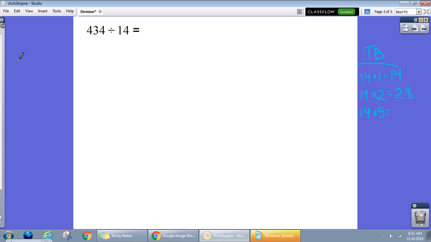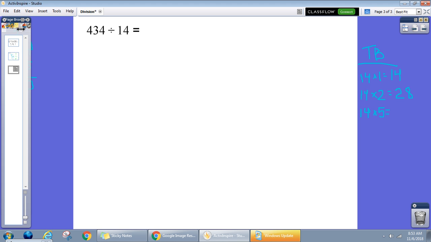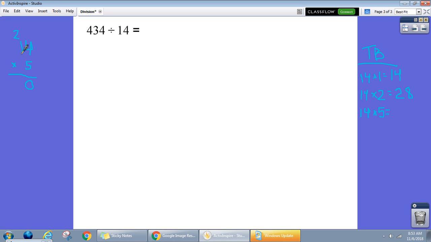I don't know 14 times 5 off the top of my head, so I'm going to go over here to the side and do a little multiplication work. Not too hard because it's just by one digit. 4 times 5 is 20. 1 times 5 is 5, plus 2 is 7. So 70. Okay, so 14 times 5 is 70. And then 14 times 10 is 140.